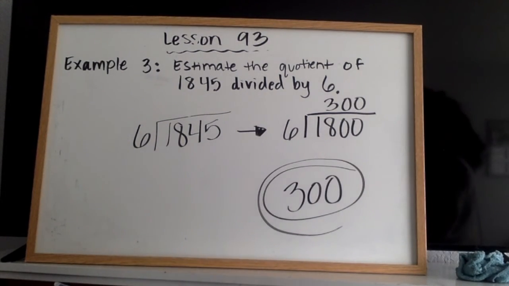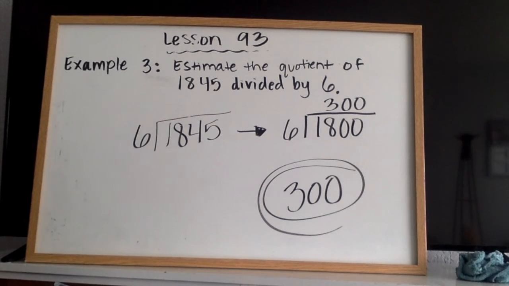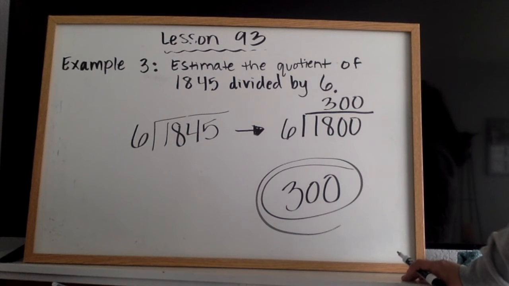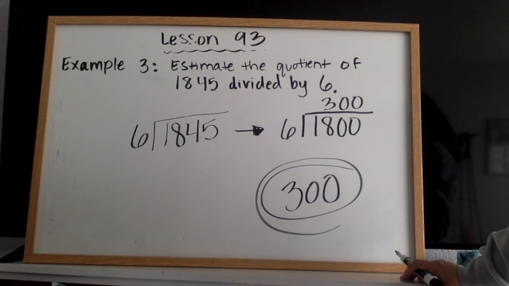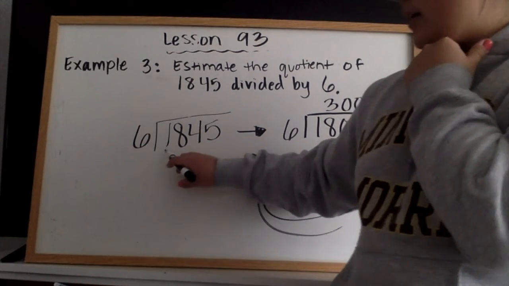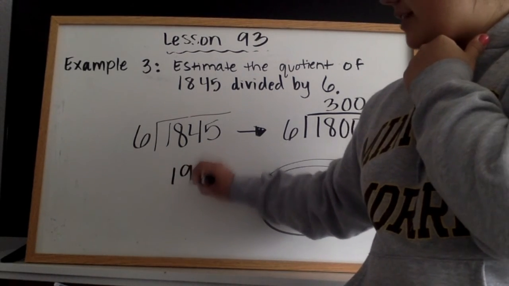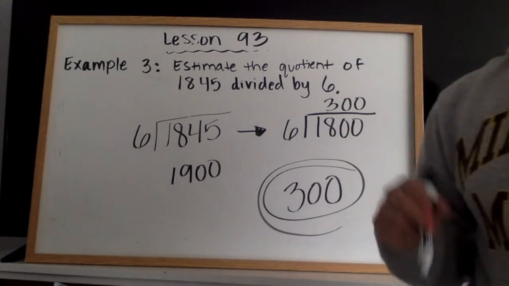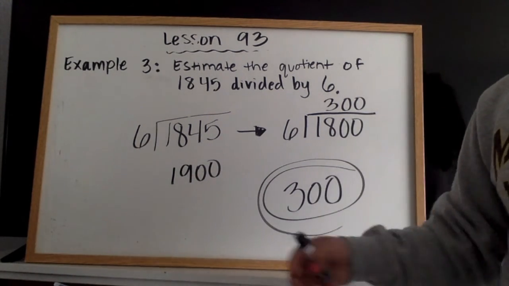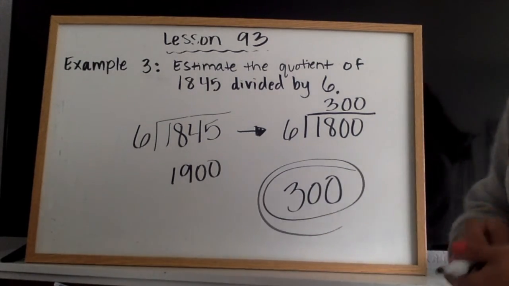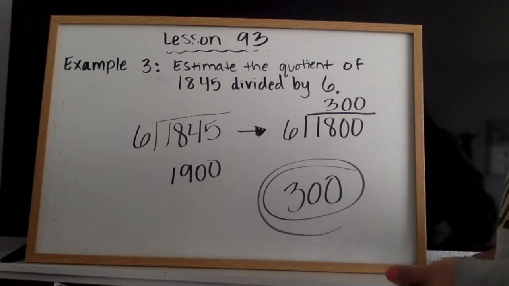So when you're finding an estimate of a quotient or a division problem, make sure you find compatible numbers, okay? 6, and let's say you wanted to change this to 1,900. Well, 6 and 19 aren't compatible, so that wouldn't be a good decision, and neither would 1,700, okay? So 1,800 was our best option.